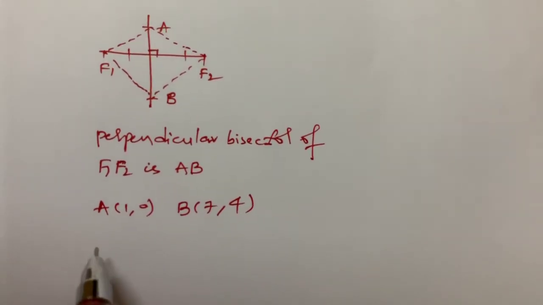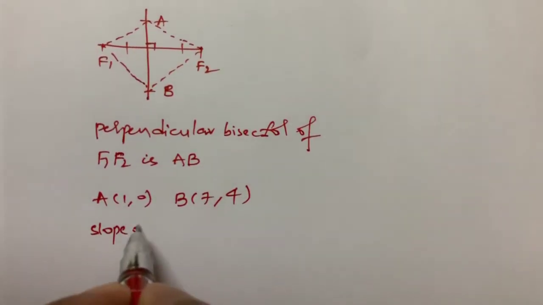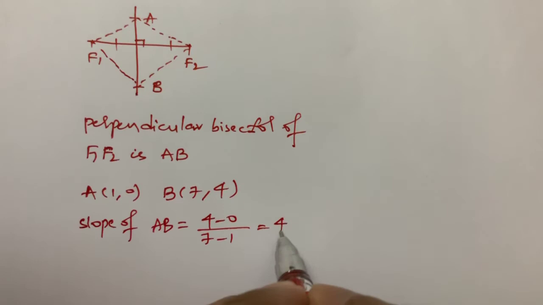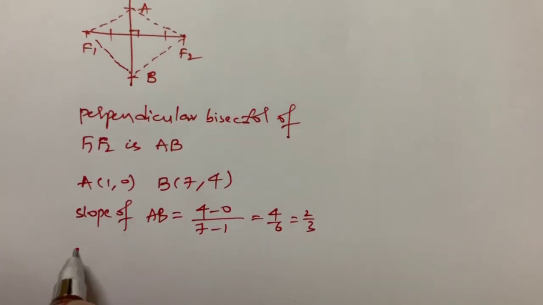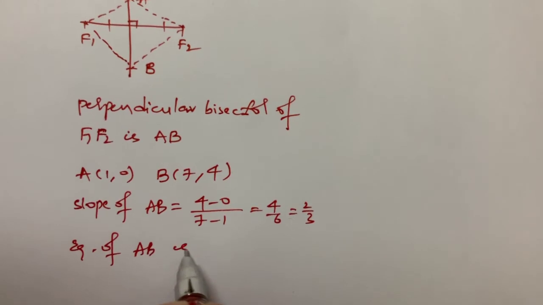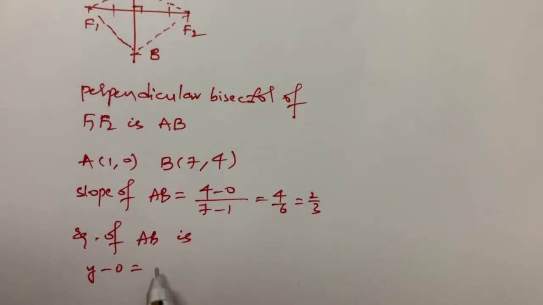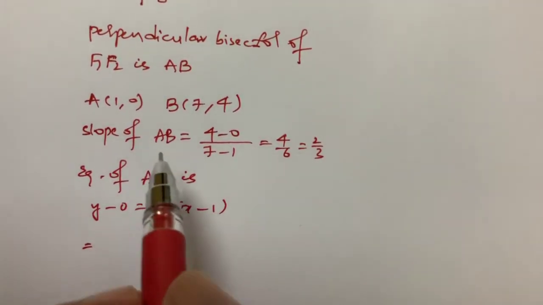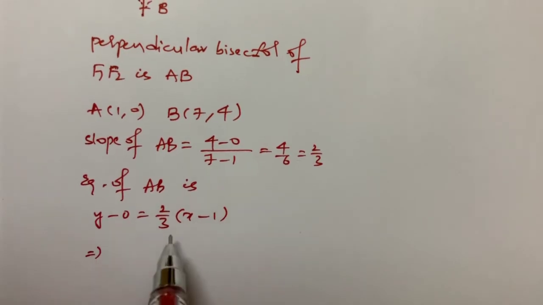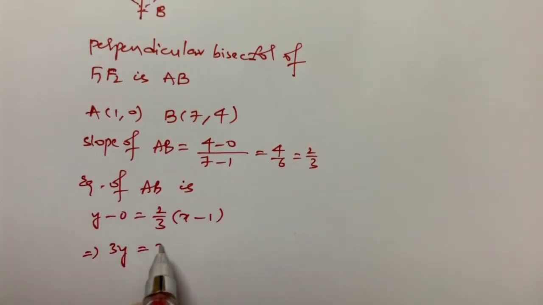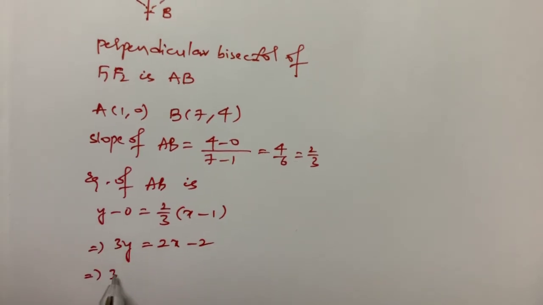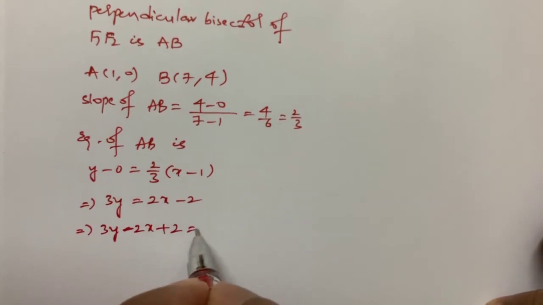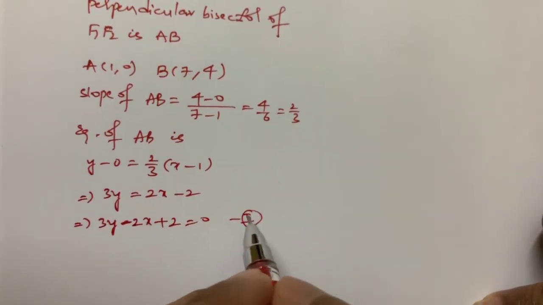So the equation of AB we want. The slope of AB is equal to (4 minus 0) by (7 minus 1), 4 by 6, 2 by 3. So the equation of AB is y minus 0 is equal to 2 by 3 into (x minus 1). So 3y is equal to 2x minus 2. So 3y minus 2x plus 2 is equal to 0. So this is equation 1.